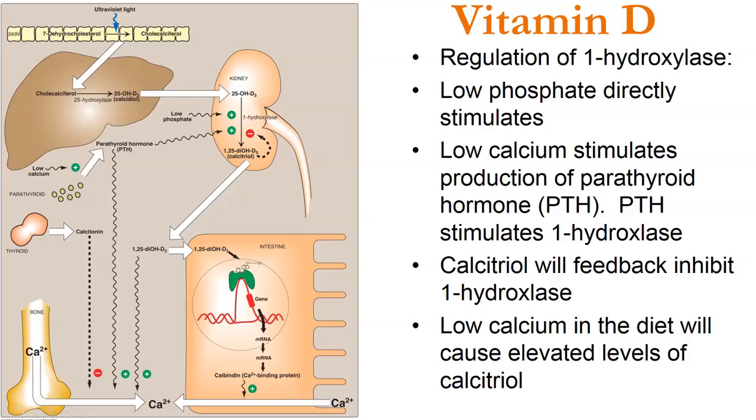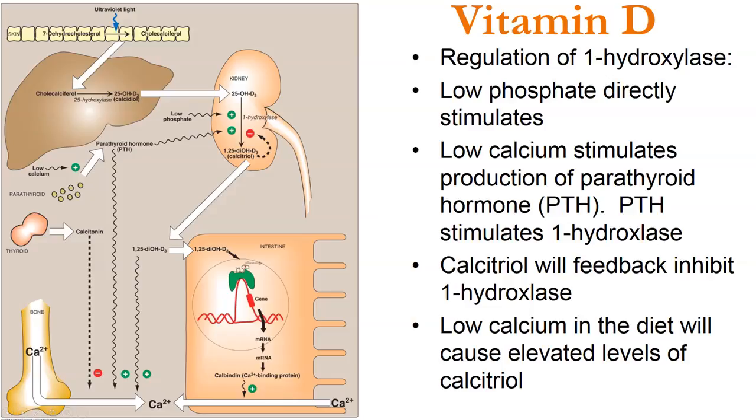And this is the key spot where we're actually going to regulate the production of vitamin D, at this second enzymatic reaction that occurs in the kidney, this 1-hydroxylase enzyme. So, for example, low phosphate. Okay, so remember, vitamin D is going to regulate the serum levels of calcium and phosphate. So low phosphate is directly going to stimulate the production of vitamin D. It's going to directly stimulate this 1-hydroxylase enzyme to produce vitamin D.